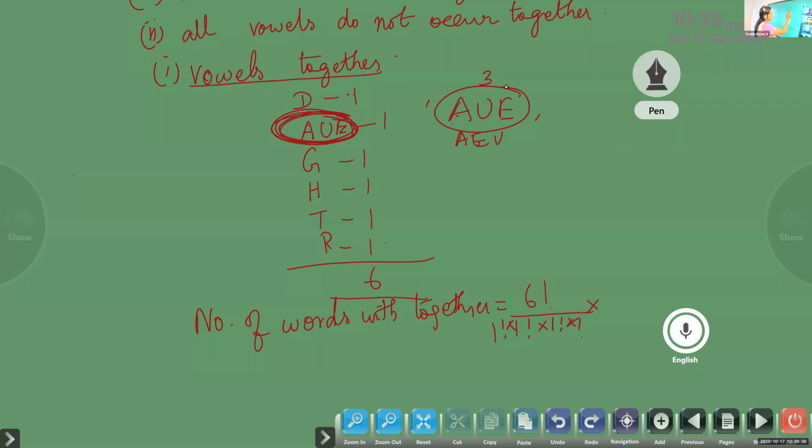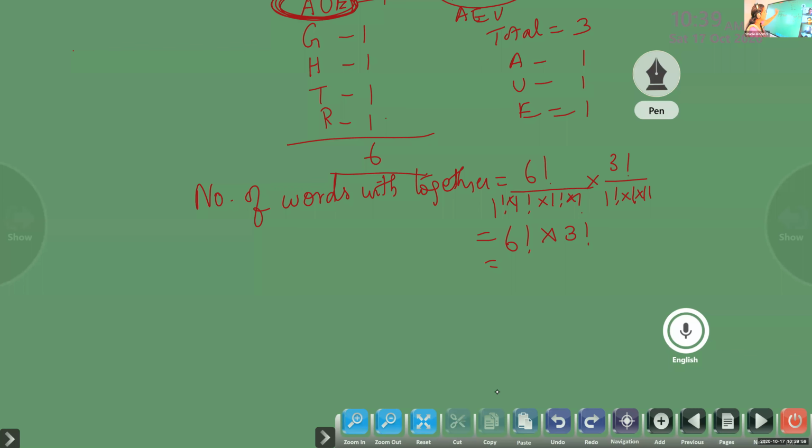If you take AUE, what is the total number of alphabets here? Total alphabets is 3, in which A occurs one time, U occurs one time, E occurs one time. So the total number of arrangements is 3 factorial by 1 factorial into 1 factorial into 1 factorial. Is it okay? So that is 6. In this many words, the vowels will be coming together.